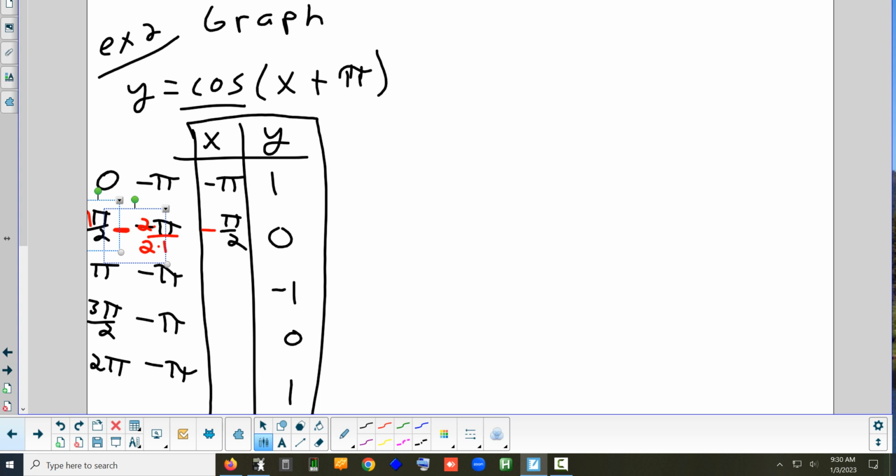Pi minus pi, how much will that one be? Yep, that's going to be 0. Okay, next one. Do the same thing we did before. Common denominator is 2. What's 3 pi over 2 take away 2 pi over 2? Pi over 2. And 2 pi take away 1 pi is 1 pi. So there are your x values. Questions on those?